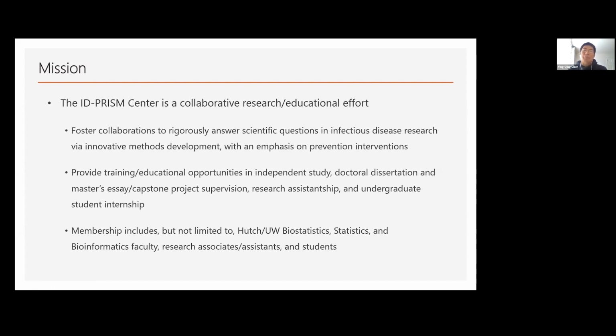We would like to provide more training and educational opportunities to our trainees, our students or RAs, in independent studies or in doctoral dissertation or master's thesis or capstone project supervision, and also in terms of providing research assistantship and undergraduate student internships.